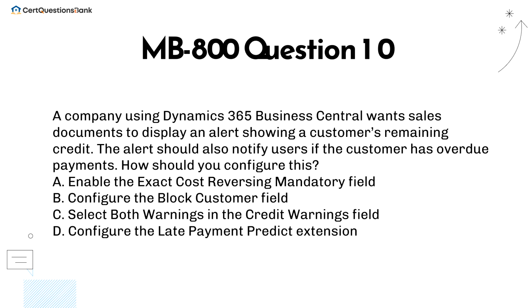A company using Dynamics 365 Business Central wants sales documents to display an alert showing a customer's remaining credit. The alert should also notify users if the customer has overdue payments. How should you configure this? A. Enable the exact cost reversing mandatory field. B. Configure the block customer field. C. Select both warnings in the credit warnings field. D. Configure the late payment predict extension.